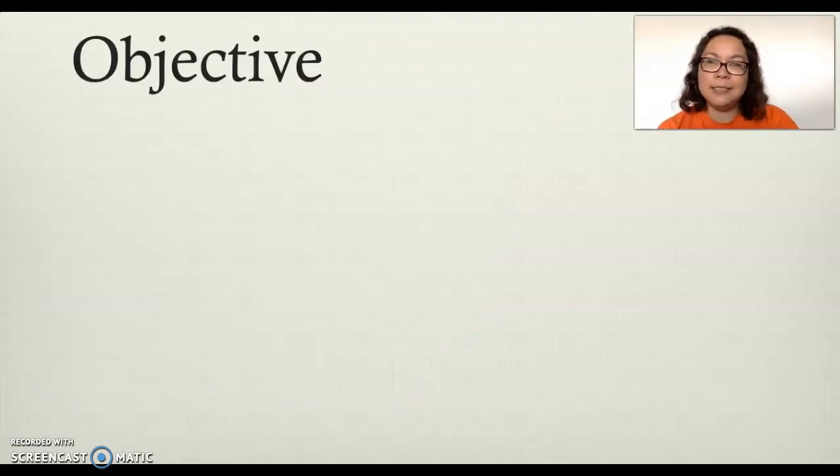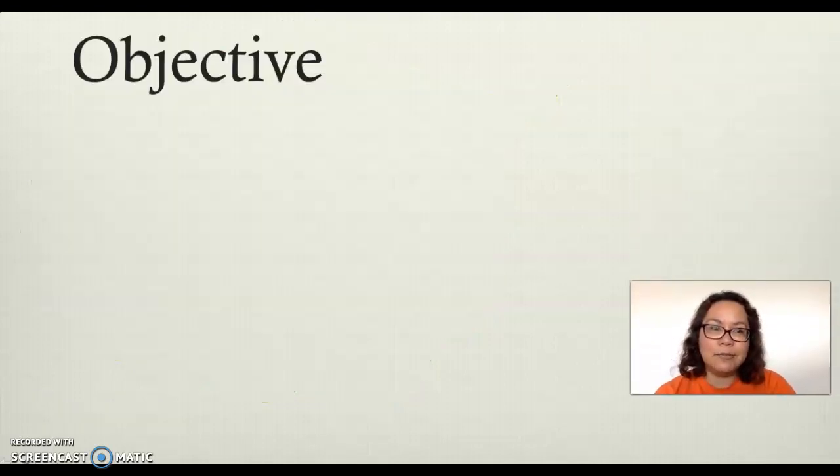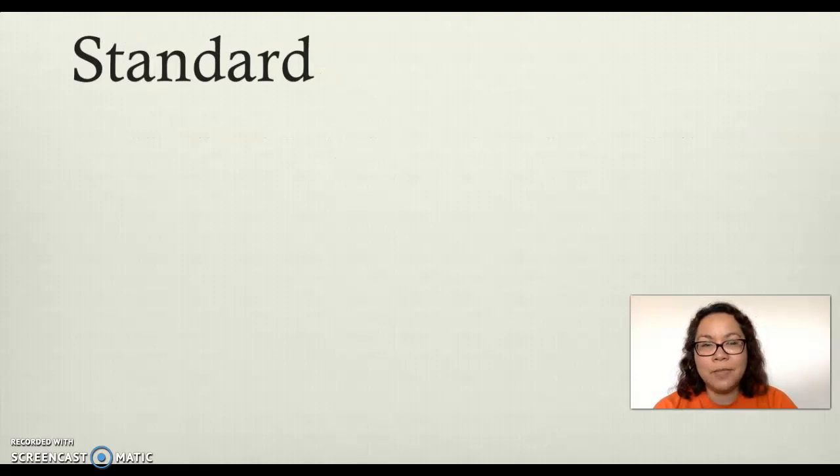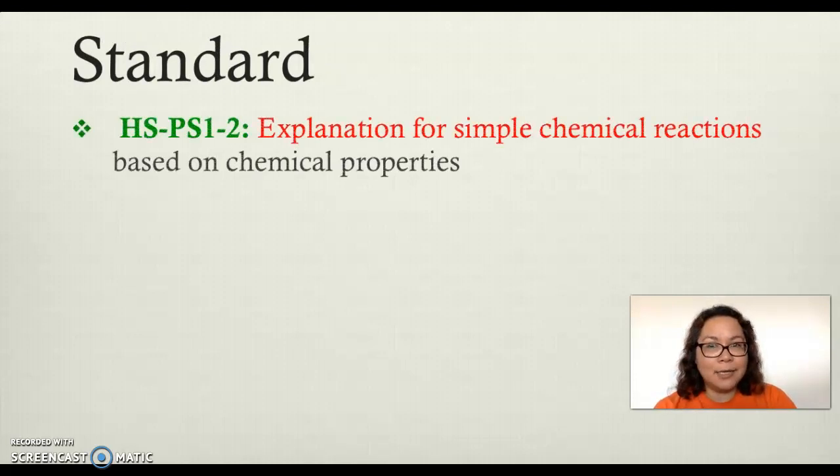On to the next box for the objective for this week. Students will be able to compare and contrast 3 acid-base theories by completing a table and answering review questions. Now put this in the standard box. HSPS 1-2, explanation for simple chemical reactions based on chemical properties. Make sure you put this in the standard box.